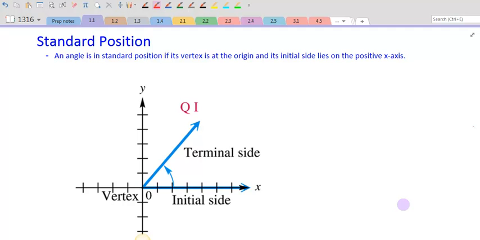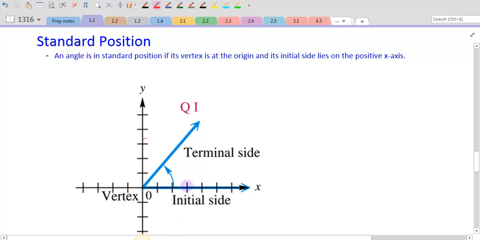Well, another important introductory topic for our trig is to discuss the idea of an angle being in standard position. So if we're looking at our x and y axis here, we can see that we have an angle in blue. Now, any angle that's in standard position is called standard position if the vertex is at the origin and it opens in a counterclockwise position.